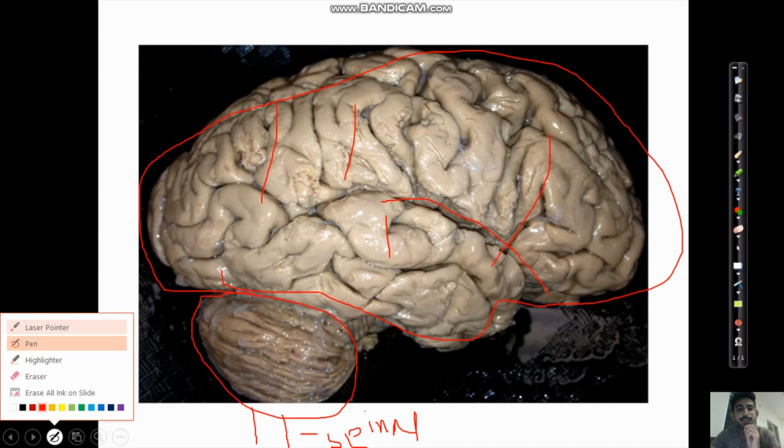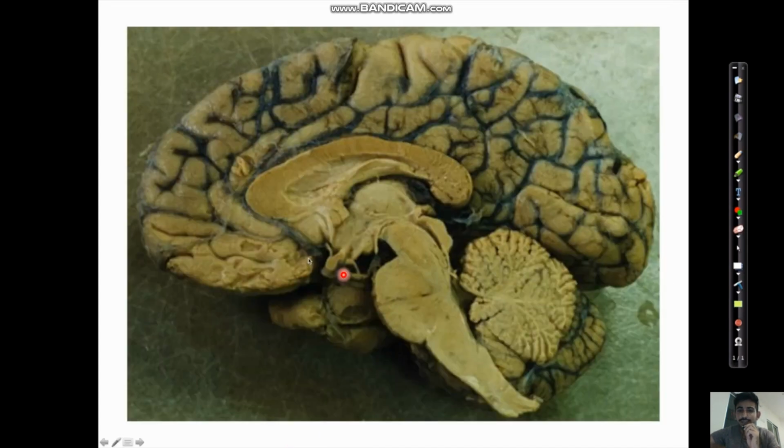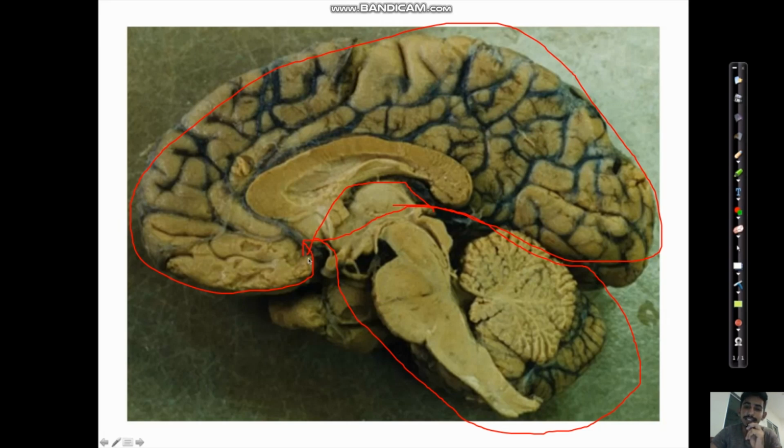So now let's look at the brain from the medial view. This was the lateral view, lateral side. Now let's look at the brain from the midline, not a medial view, from the midline. As I earlier mentioned, the part from here up till here is your forebrain, and from here up till here is your brainstem. Your brainstem is divided into two parts, your midbrain and hindbrain. This is midbrain and this is hindbrain. This makes up your brainstem.